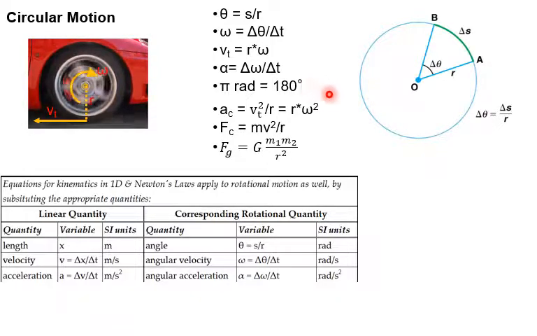Also for circular motion, we have the centripetal force. This is what allows something to continue going in a circle. And because F equals ma, that has an associated centripetal acceleration. And then, because planetary motion is a very common type of circular motion, you need to know the gravitational force as well.